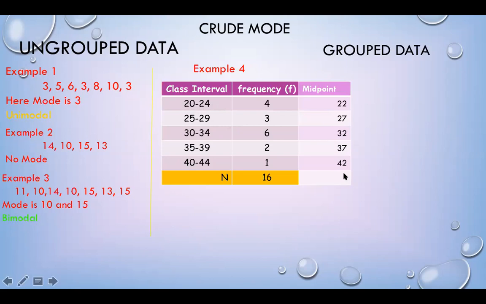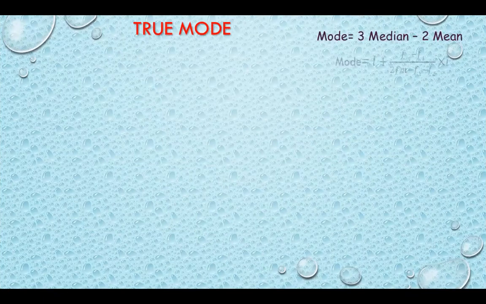Now we have to check the maximum frequency in these frequencies. The maximum frequency is 6 and it is in this class interval. So the mode of this grouped data is 32, which is the midpoint of the class interval having the maximum frequency. Now, how to calculate the true mode? There are formulas to calculate the true mode. These are two formulas to calculate the mode of the grouped data set.